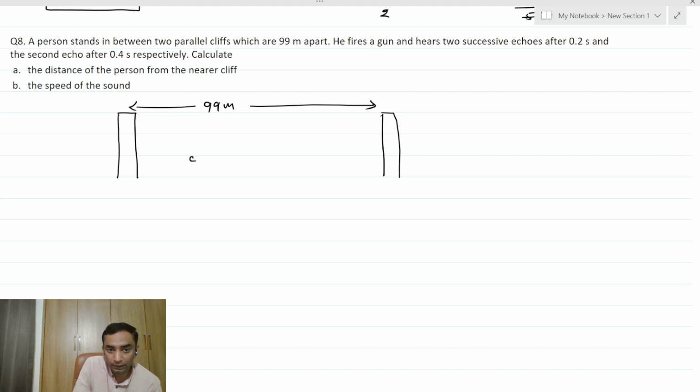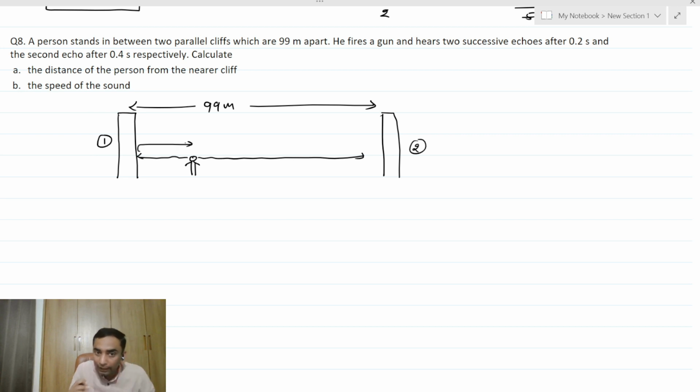Now, the person, say for example, is standing here and he fires a gun. So if he fires the gun, the sound waves will go in this direction as well as in this direction. So it will go towards hill number 1 and hill number 2. So after the original sound has ceased, the reflected sound from hill number 1 will come faster because the person is near to that hill. Let me assume the distance between the nearest hill and the person to be x. So the sound travels a distance 2x, that is equal to the speed of the sound waves multiplied by time.